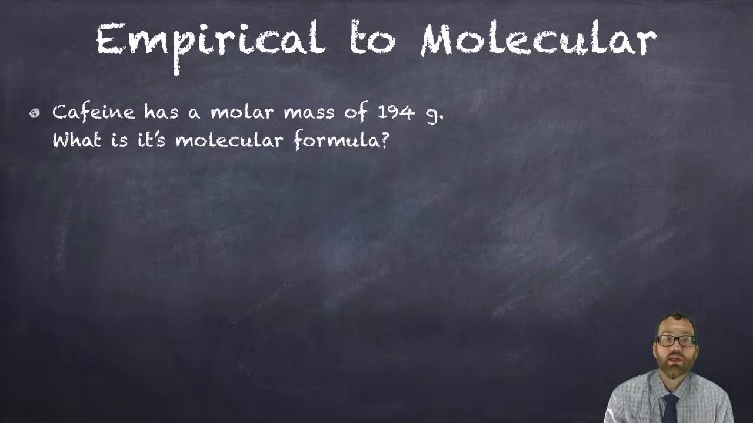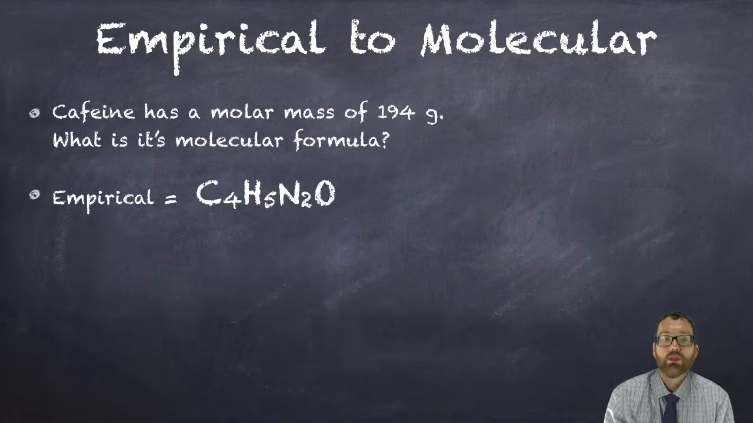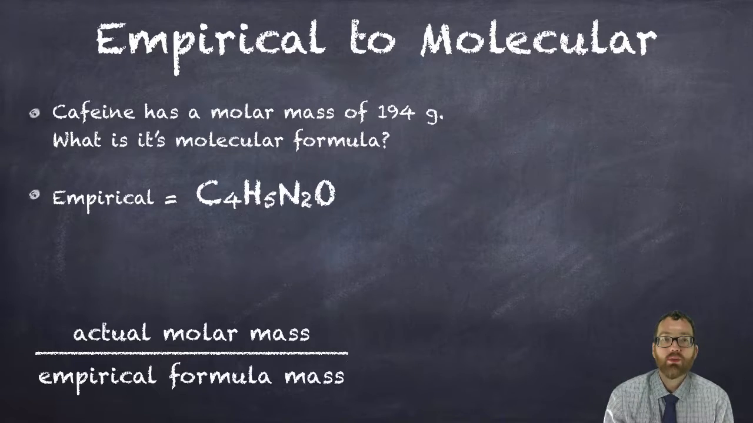So let's keep with this caffeine example. Caffeine has an actual molar mass of 194 grams. So what is its molecular formula? So remember, we found the empirical formula to be C4H5N2O. The actual molar mass divided by the empirical formula mass is going to give us the factor that we may or may not need to up our empirical formula by. So the actual molar mass is in the problem. They said it's 194 grams. The empirical formula mass you need to figure out.